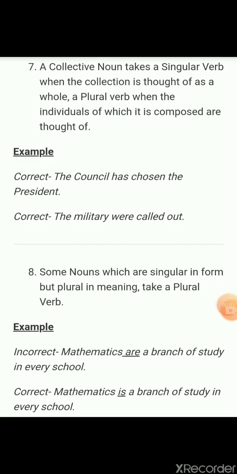We are coming up with rule number 7. A collective noun takes a singular verb when the collection is thought of as a whole, a plural verb when the individuals of which it is composed are thought of. So there are 2 points to understand.